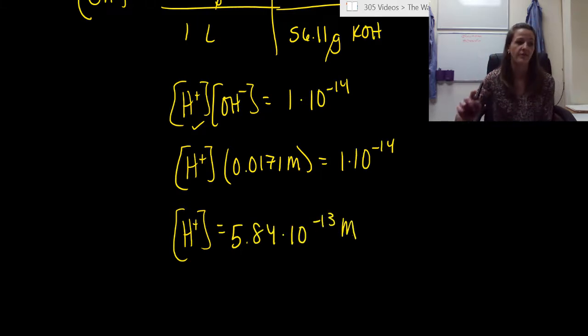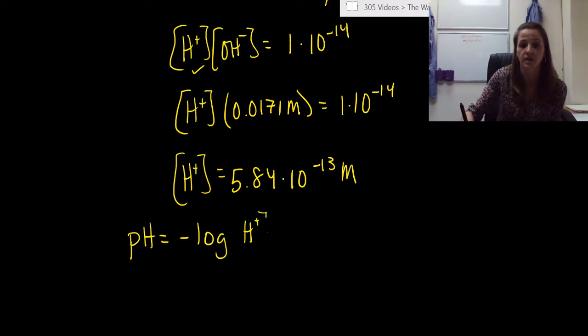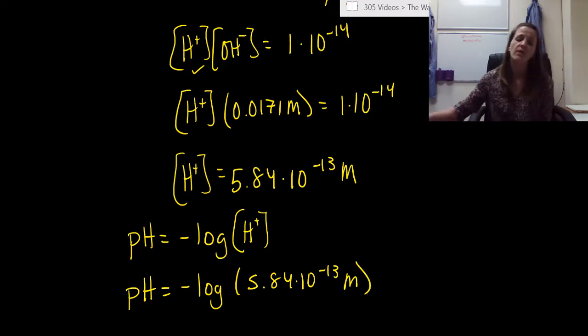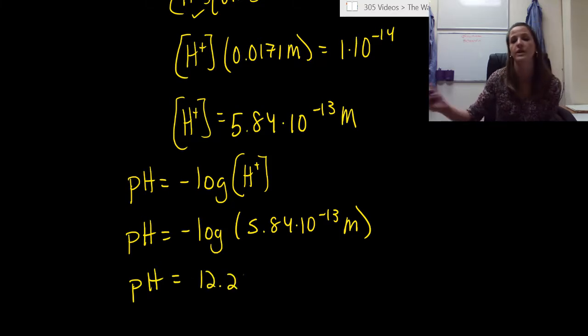We're still not done. The question asks for our pH. We have one more step. The very, very last step is we have to use this equation. pH is equal to negative log of our H plus concentration. All you have to do is just plug in that value. So pH is equal to negative log of 5.84 times 10 to the negative 13 molar. And if you plug this all in properly, you end up with a pH value which is equal to 12.233, but we usually only report pH to 1 decimal point, so 12.2 is great.